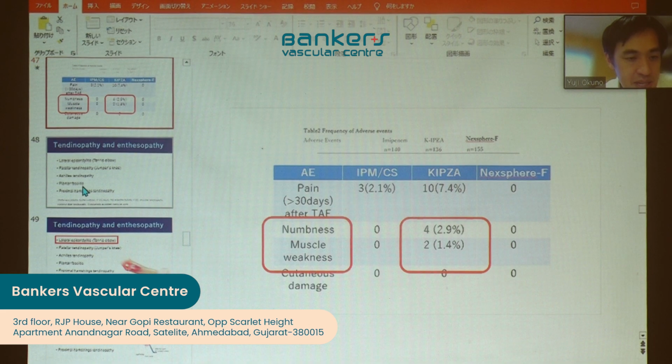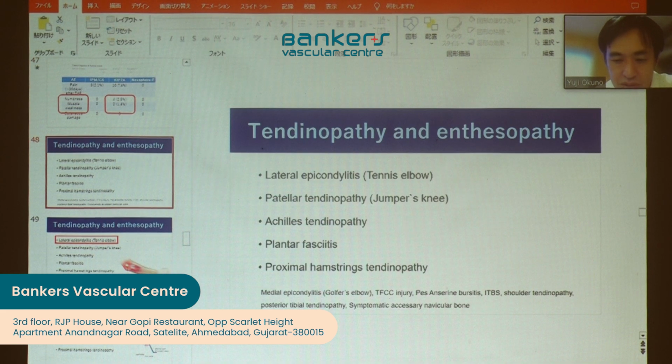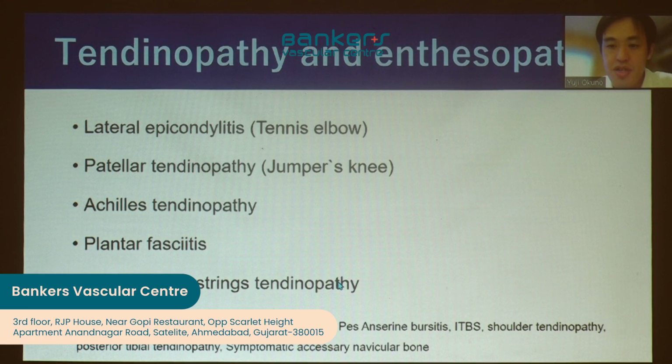And next, I will talk about the good indications of this procedure. One is knee osteoarthritis, and the second is frozen shoulder. And the third is tendinopathy, or enthesopathy, which we can also call sports injuries, like tennis elbow, jumper's knee, Achilles tendinopathy, plantar fasciitis, and proximal hamstring tendinopathy.